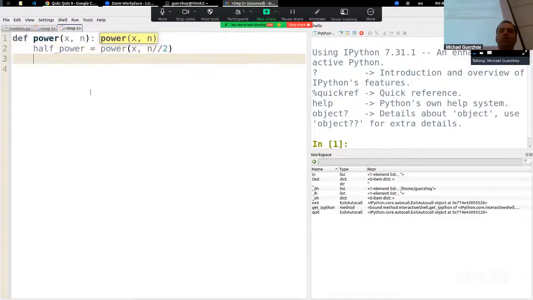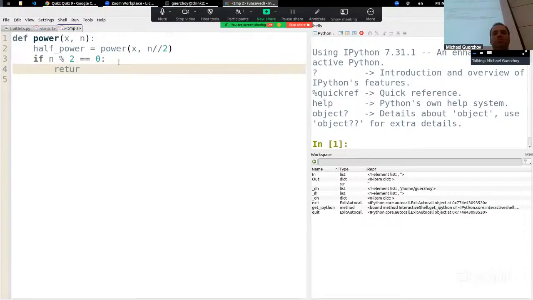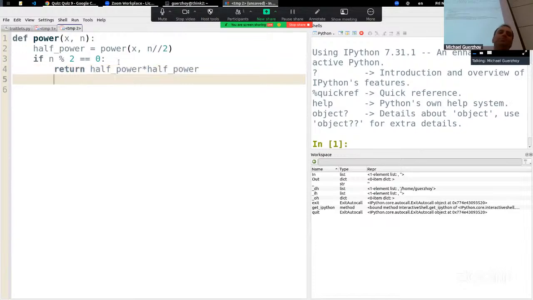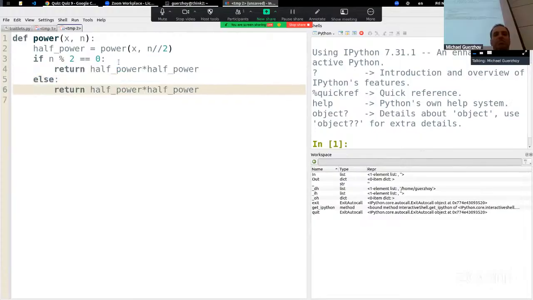X to the power of n over 2, sorry. And then if it's even, we return half power times half power. This is something we already did. You did not need to copy it. And else we return that times x.